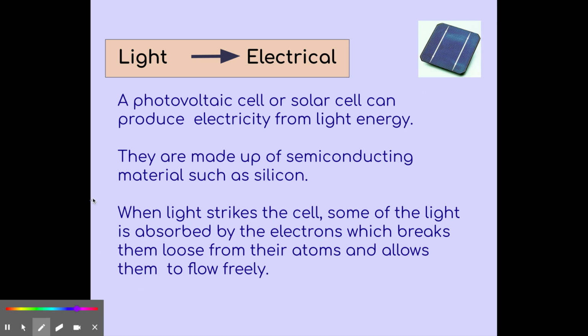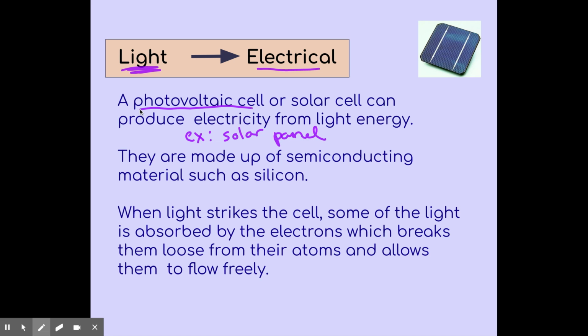Okay, and our last one, light energy. So we can actually take light energy and convert it to electrical energy. And most of you guys know this. The example device that does this is a solar panel. Okay, in fancy science terms, this is called a photovoltaic cell. It's going to capture the light energy, and it is going to convert it into electrical energy.